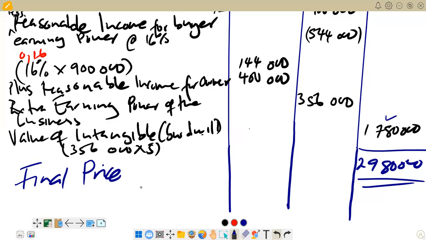So this is what we have. Where it's important now is to get the figure for the intangible, which is the goodwill, whereby all this process beneath the tangible was calculating this goodwill. And very important to take note that when you get the extra earning power of the business, which is this one, 356,000, you are supposed to multiply by 5 so that you get your total for goodwill, which in this case is 1,780,000. Then you add to your tangible to get your final answer.